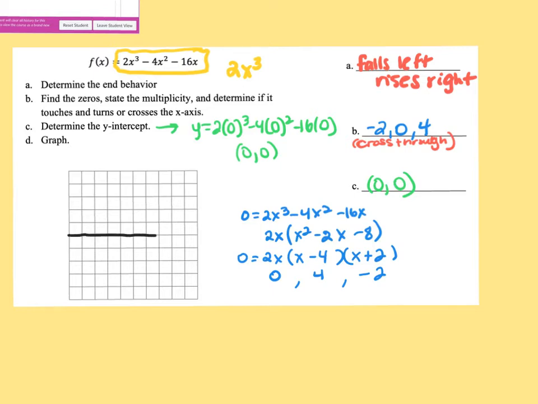Now I go to my graph. I plot my zeros, negative 2, 0, 4. It falls left, rises right, and it crosses through each of these points. So it's going to do something like that, but I need to know how high and low those go, so I have to plug in some additional points.